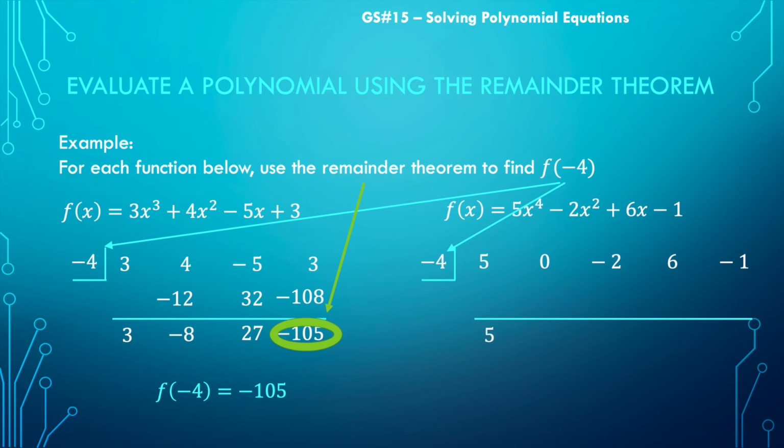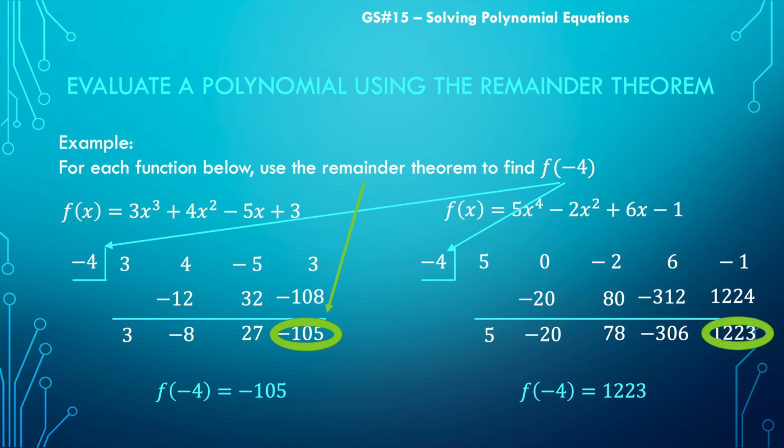Bringing down the 5, multiplying by negative 4, adding negative 20 to 0, multiplying by negative 4 gives me 80, adding that to negative 2 gives me 78, multiplying by negative 4 gives me negative 312, adding that to 6 gives me negative 306, multiplying that by negative 4 gives me 1224, and then adding that to negative 1 gives me 1223. Again, I'm looking for the remainder because that is f of negative 4, and I'm done.